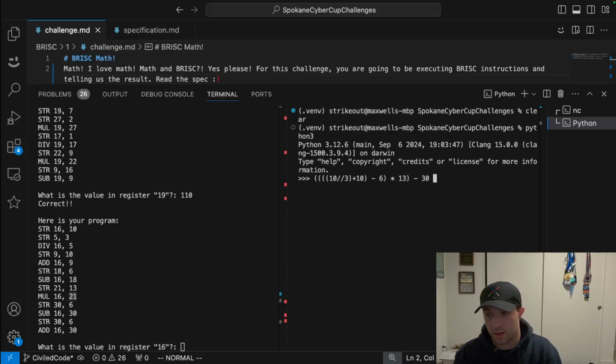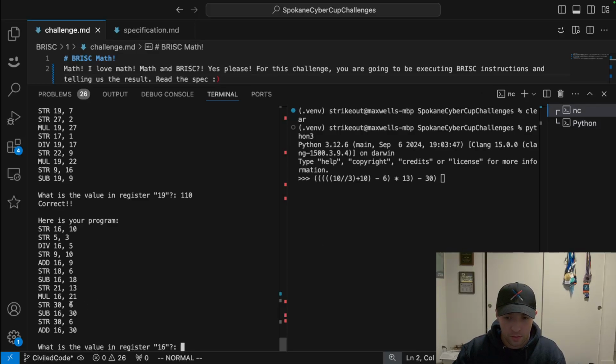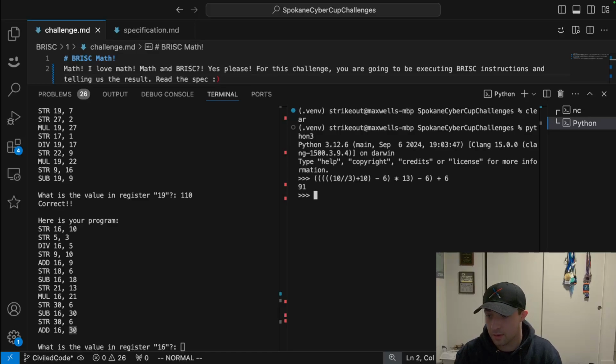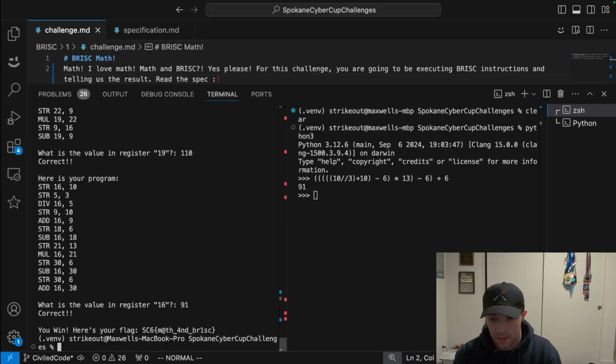You don't need to do this. I'm just doing it to make life easier. So subtract 30. Or sorry, subtract 6. It's memory address 30. And then we're putting 6 again into 30, and then we're adding that. So minus 6 plus 6. All right, that's 91. And we get the flag. So that's how we do that one.